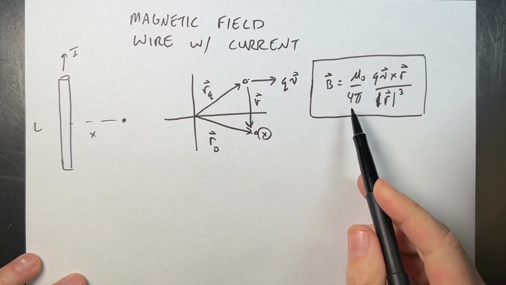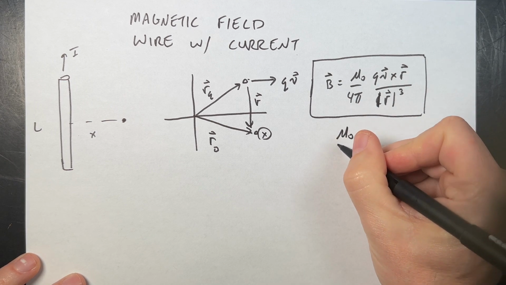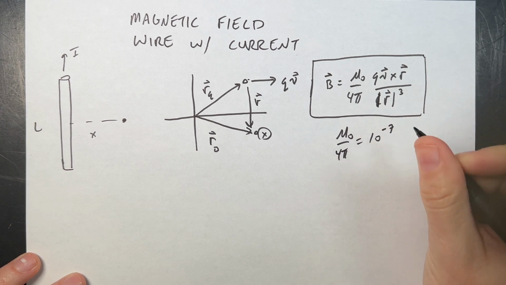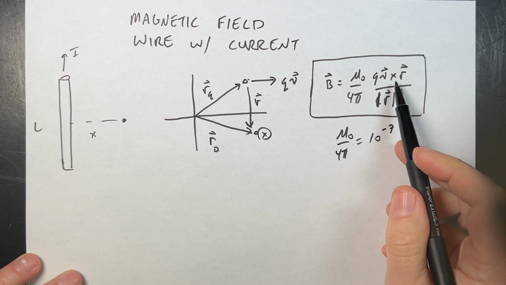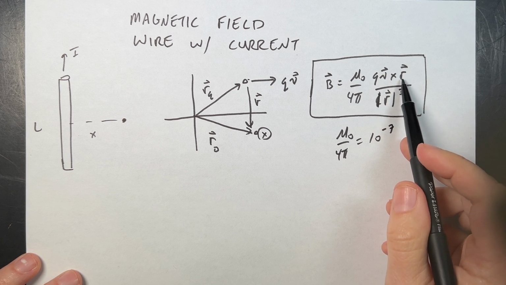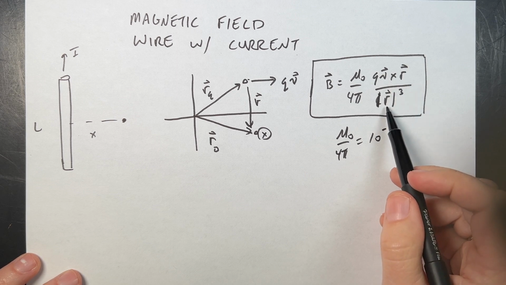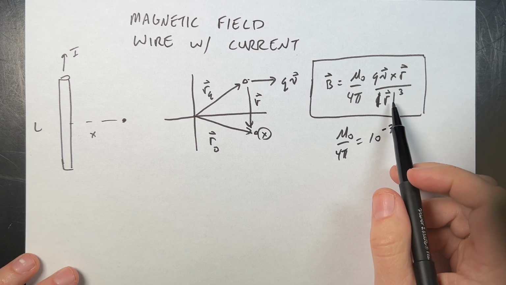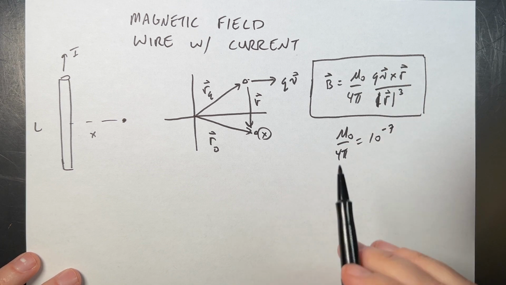So this is mu naught over 4 pi. That's just a constant. Mu naught over 4 pi is 10 to the negative 7th. QV cross, it's a cross product. We'll deal with that in a little bit. The vector r divided by the magnitude of the vector r cubed. And some people write this as r hat over r squared. That's fine. It's the same thing. But that's for a point charge.